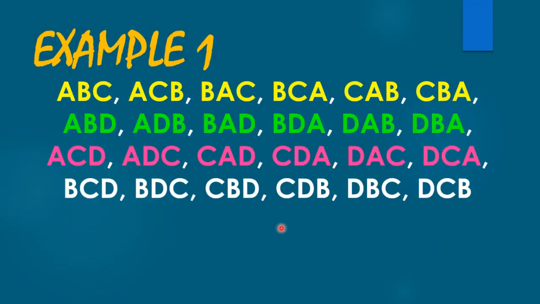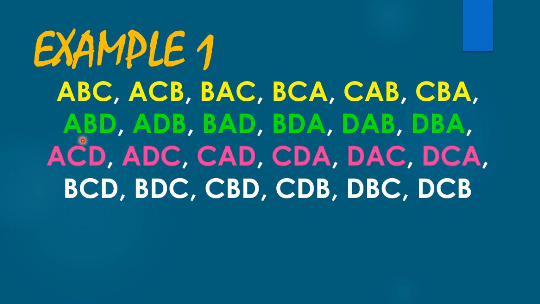Going back with the listed arrangements, if the order of letters does not matter or is not important here, we can observe that ABC, ACB, BAC, BCA, CAB, and CBA have the same elements A, B, and C. Since the order does not matter, this will be considered as one arrangement.